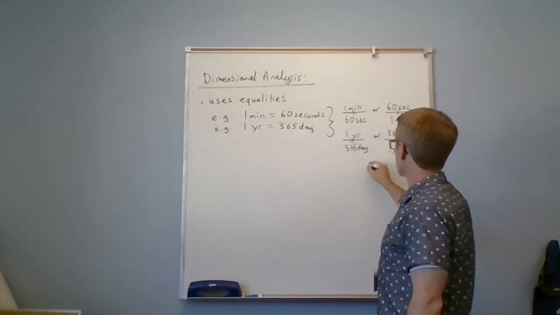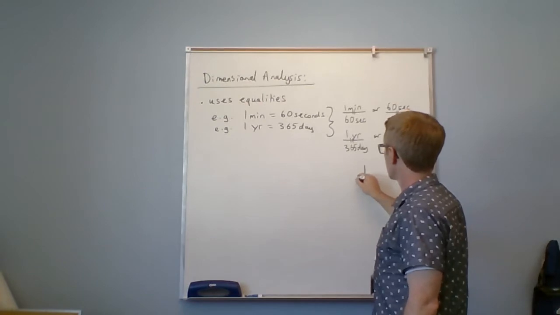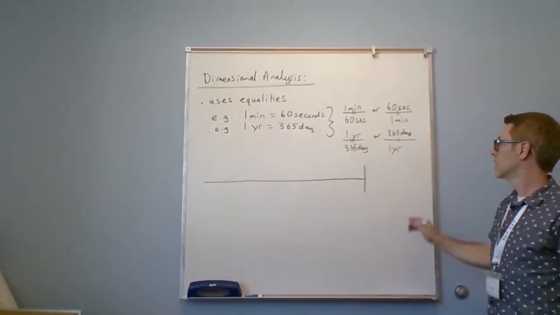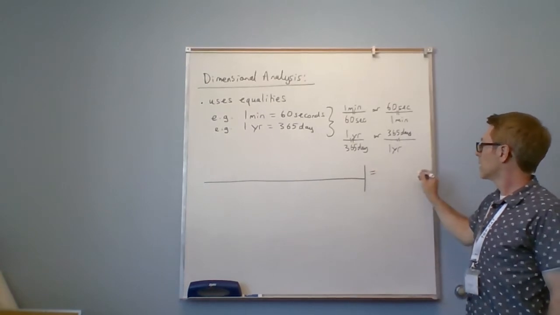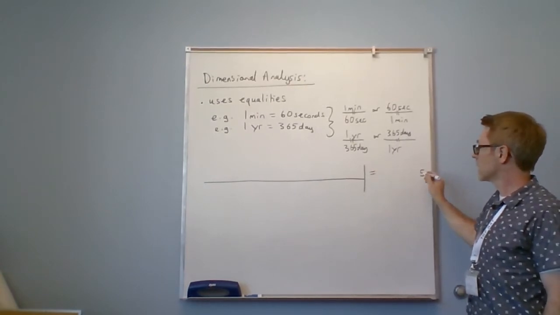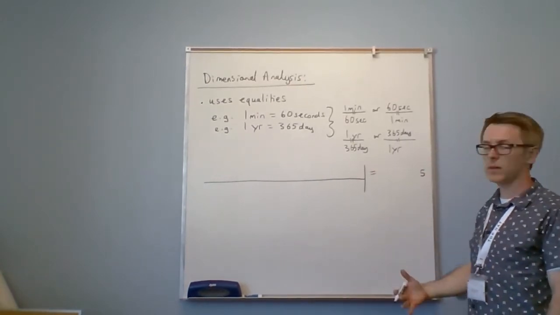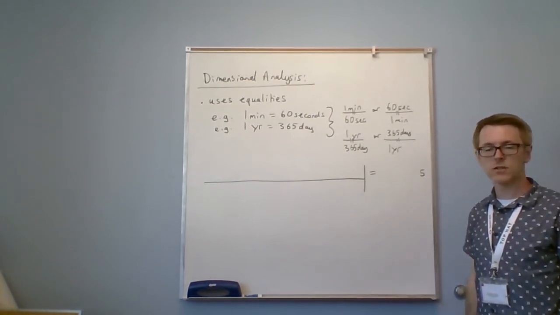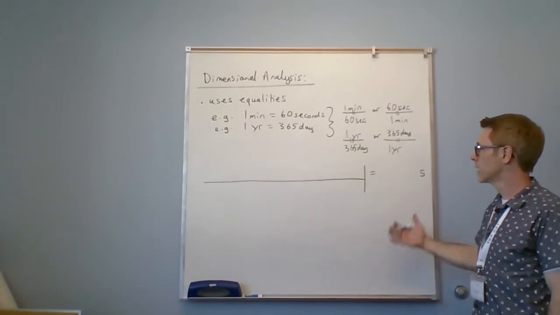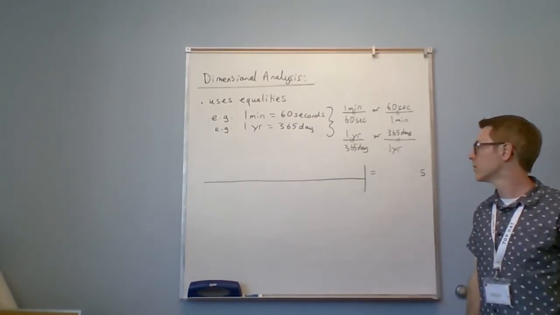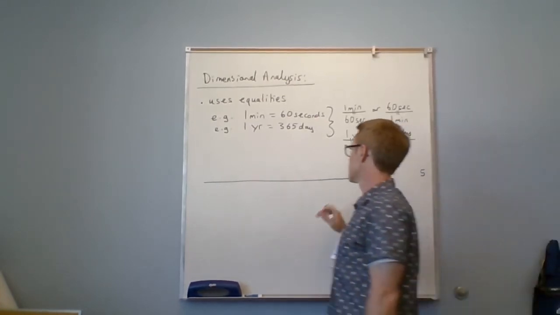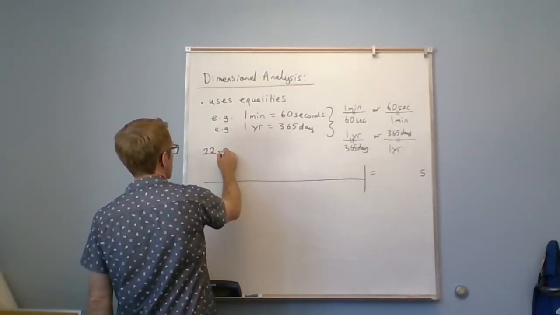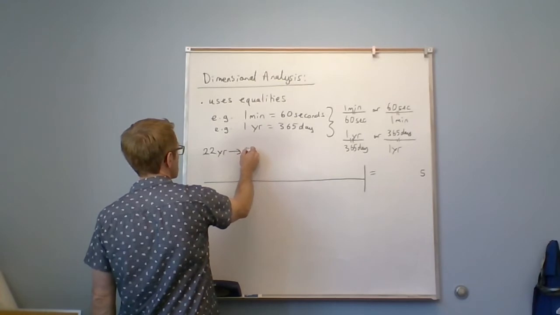So for example, if I wanted to calculate the number of seconds in the life of a 22-year-old, so if you're 22 years of age, which is a pretty average age for a student on campus, how many seconds old are you? So this is a problem where we have to convert 22 years to seconds.